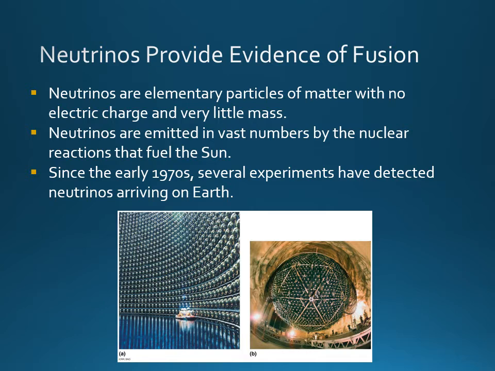Neutrinos are elementary particles of matter with no electric charge and very little mass. Neutrinos are emitted in vast numbers by the nuclear reactions that fuel the Sun. Since the early 1970s, several experiments have detected neutrinos arriving on Earth from the Sun. Neutrinos are emitted directly from the core of the Sun and escape, interacting with virtually nothing. Being able to observe these neutrinos would give us a direct picture of what is happening in the core.